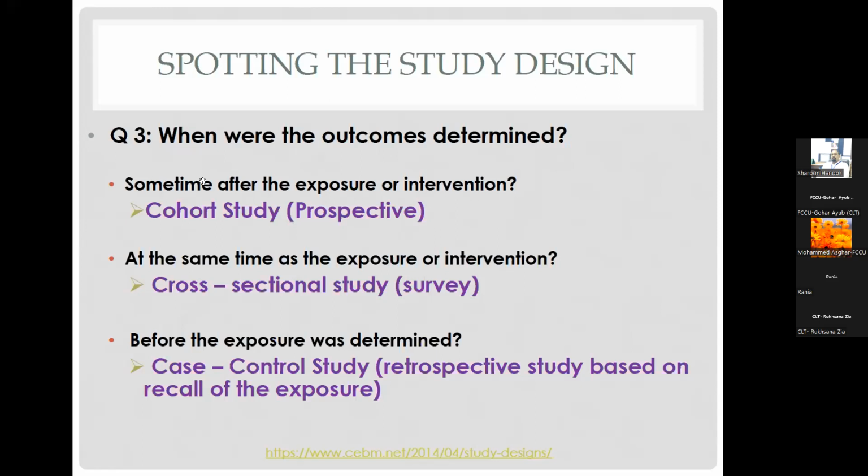If the outcomes are determined sometime after the exposure or intervention, that means a cohort study, that's prospective. Prospective means a study that goes into the future. At the same time as exposure or intervention, when outcome and exposure are studied at the same time, we talk about cross-sectional studies. And when the outcome is determined before the exposure, then you talk about the case control study. And case control studies are retrospective studies which are based upon a lot of recall of the exposure in the history.